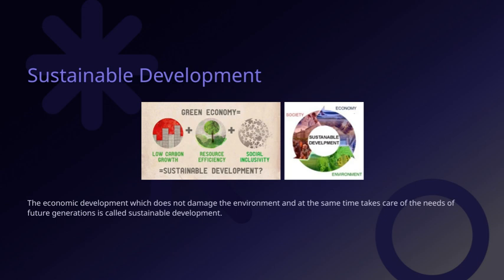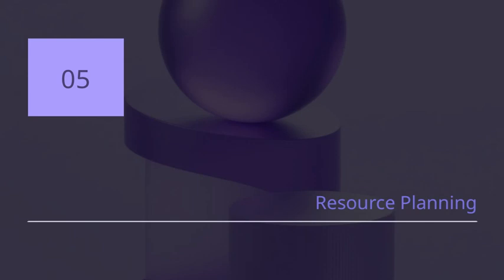So, sustainable development is really about balancing economic growth, environmental protection, and social well-being, making sure all these elements work together for a better, more resilient future. This concept ties directly into our overall theme: how we can pursue progress while being mindful of our planet and future generations. Let's talk about resource planning.